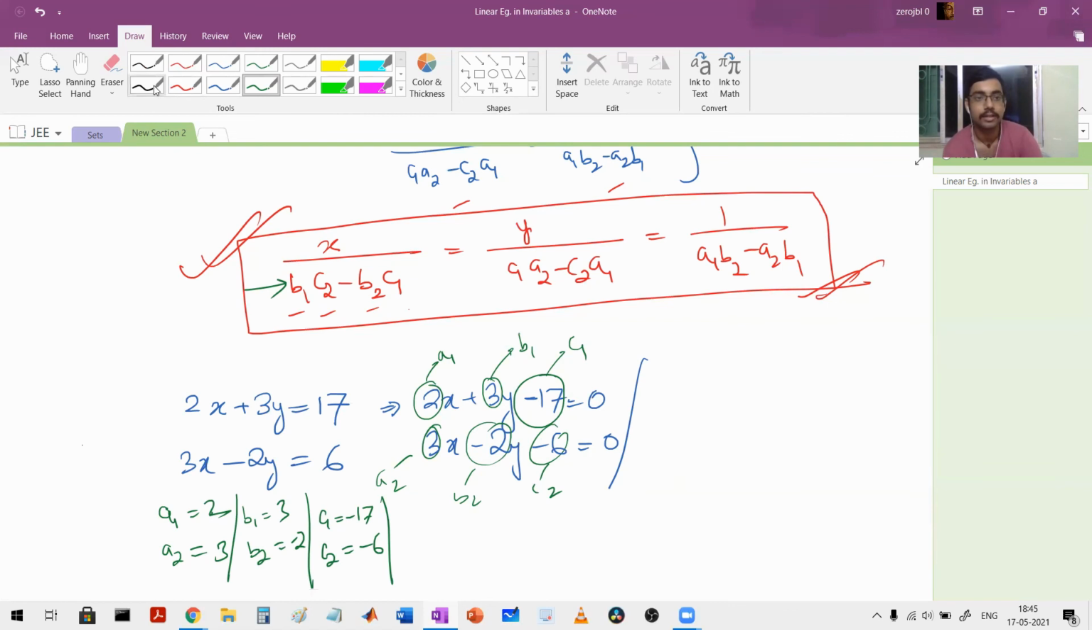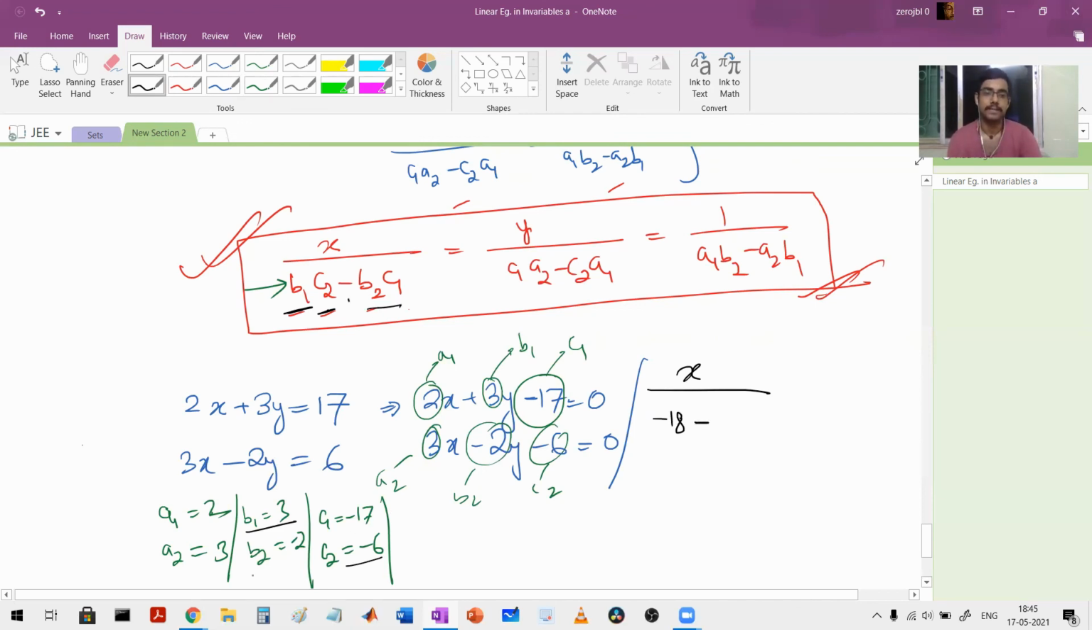Okay, so x by b1 into c2, that is 3 into minus 6, that is minus 18, minus b2 into c1, that is b2 is minus 2 and c1 is minus 17. So b2 into c1 is 34.